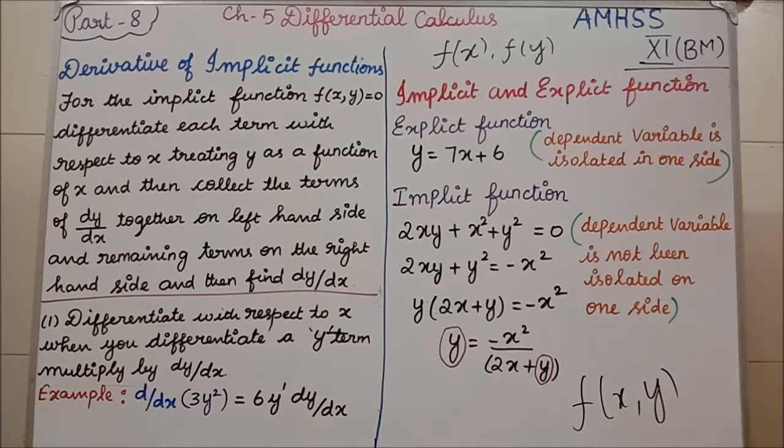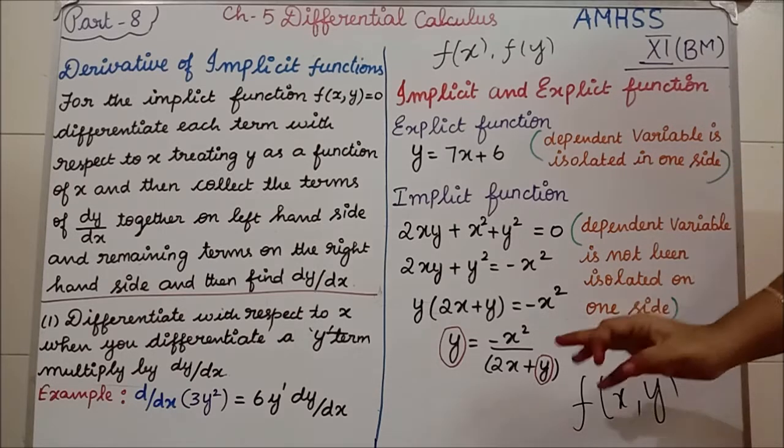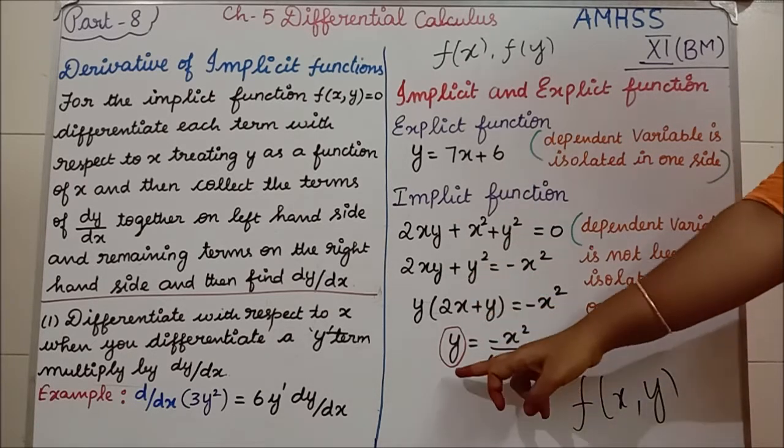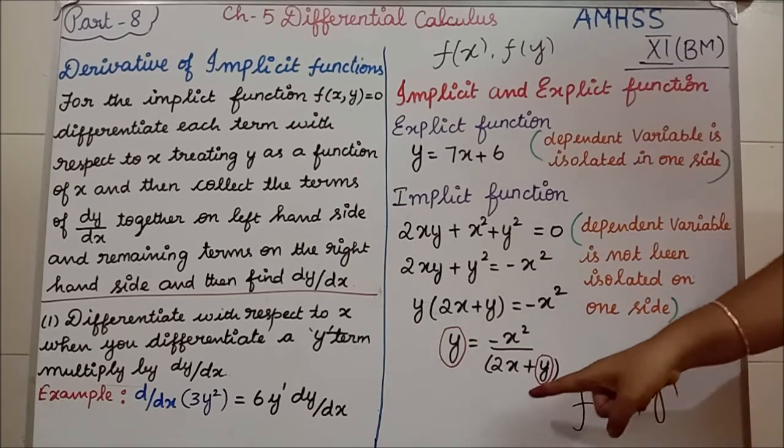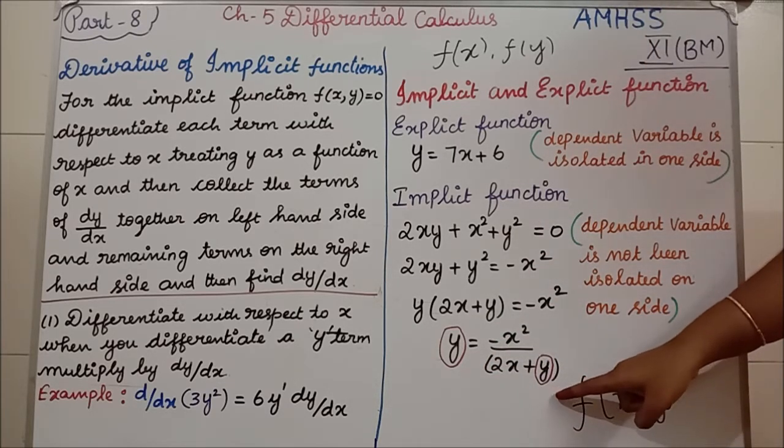Clear? So this type is called implicit functions. Okay, dependent variable. Which is the dependent variable? I have told in explicit, y was the dependent variable. In an implicit function, the dependent variable is not isolated on one side. What does isolated mean? We have that value separately. See, is this y separately only on the left hand side? No, and we have one more y on the right hand side also.